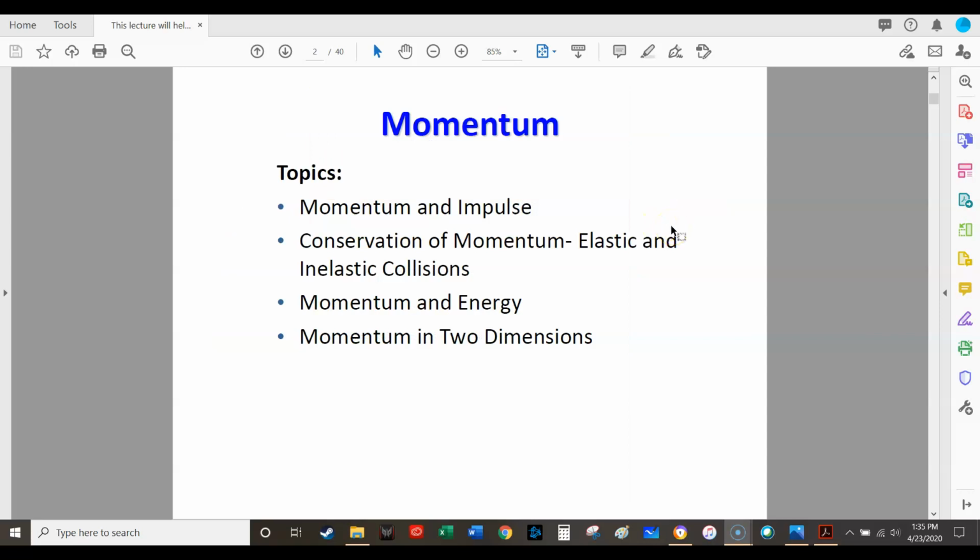What we plan to study in Momentum in this entire module is momentum and impulse, conservation of momentum, specifically elastic and inelastic collisions, and how momentum is related to energy. We're going to do some of that throughout this entire module. And then finally, we're going to do momentum in 2 dimensions. In this part, we're going to concentrate on 1D collisions, and later on we're going to do 2D collisions.